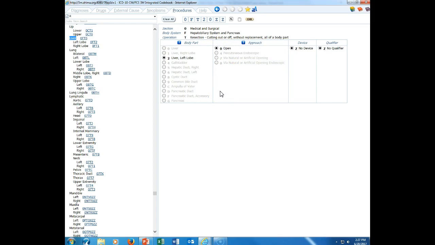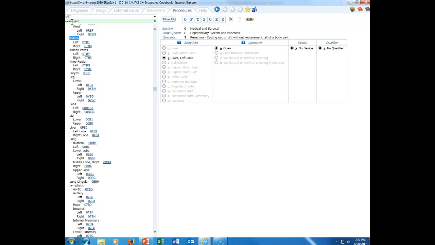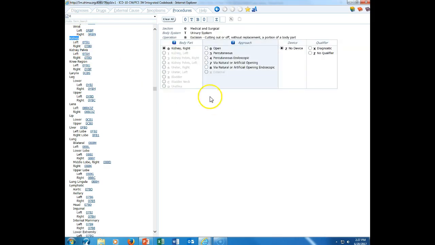In the next example, it's a partial. I know immediately that this is an excision because it's a partial right laparoscopic nephrectomy. So they did not take out all of that kidney. And so I can go to excision, kidney, and this was right. And again, it tells me that this was laparoscopic, so I know that my approach is going to be percutaneous endoscopic, and there's no device, and it doesn't tell us that this was diagnostic, so we are choosing no qualifier.